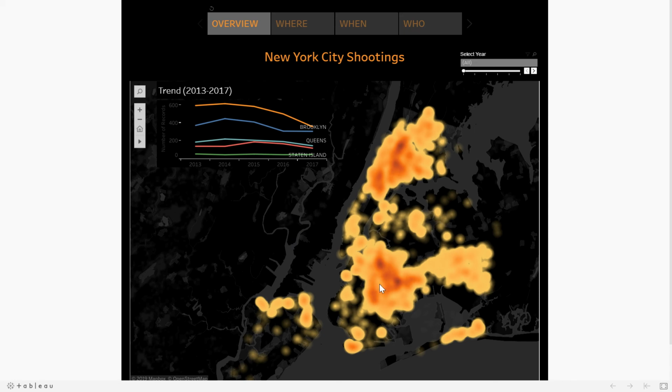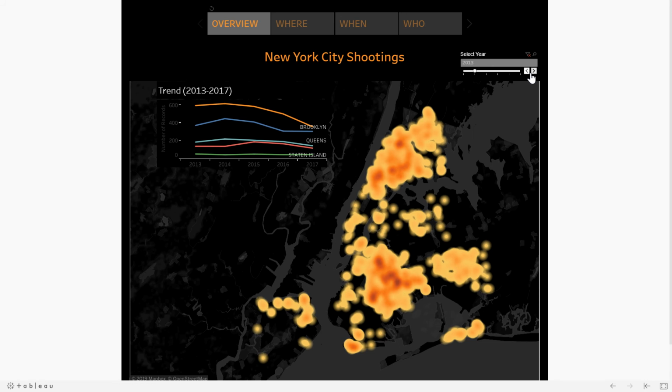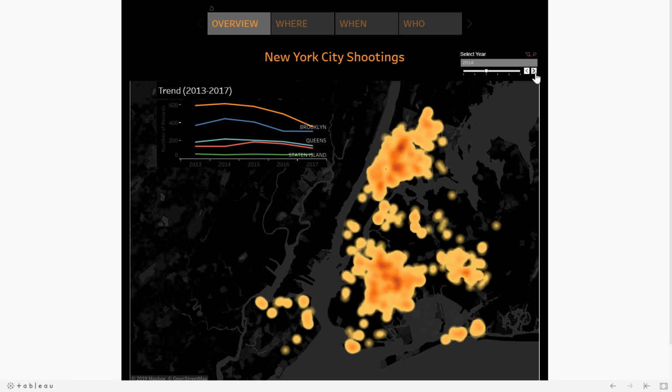On the right is the density map. We can also check the year to see whether over these years the spatial pattern has changed. It seems that the spatial pattern remains the same.